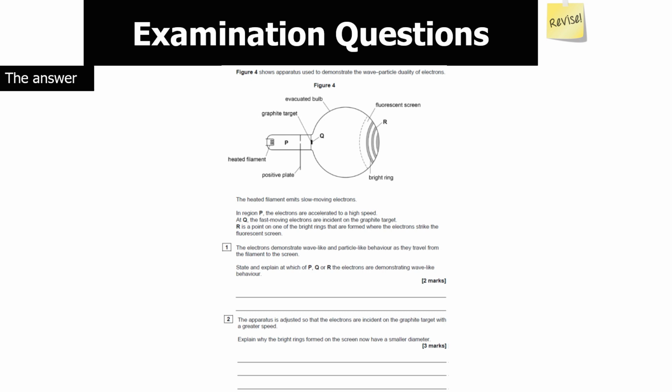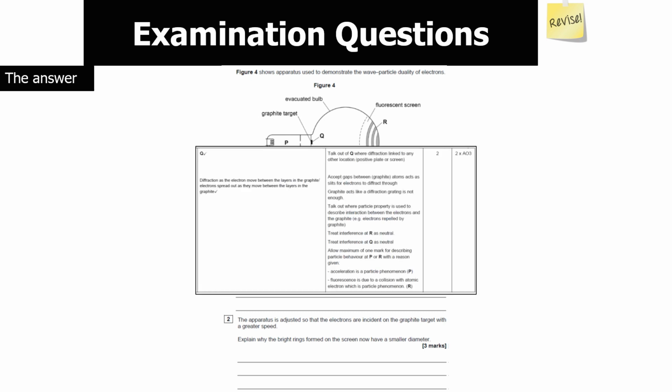Right, it's important you understand what's particle behavior and what's wave behavior. So Q is where it's acting as a wave because it's diffracting out, and diffraction is a wave property only. Okay, so it's very important you understand that idea. So the diffraction is because the electrons move between the layers in the graphite, therefore they spread out between the layers in the graphite, so diffraction is taking place.